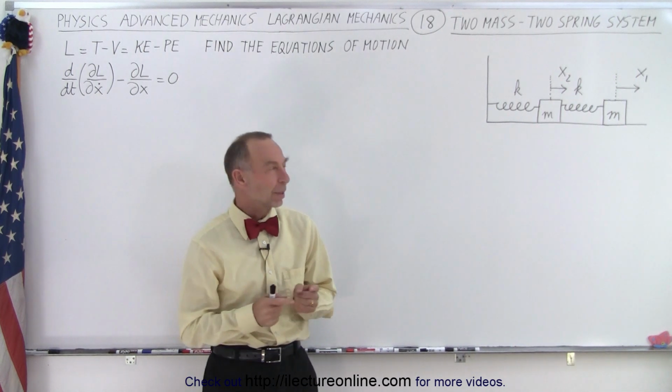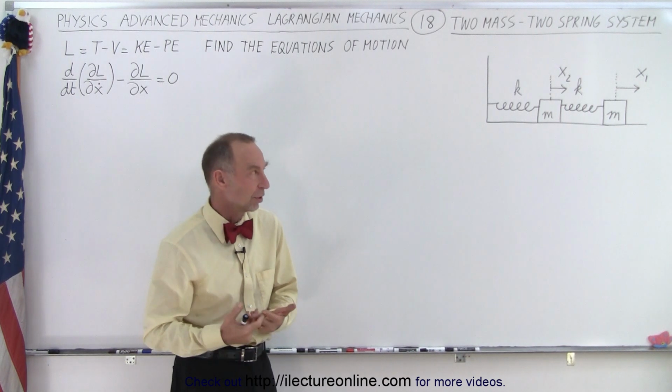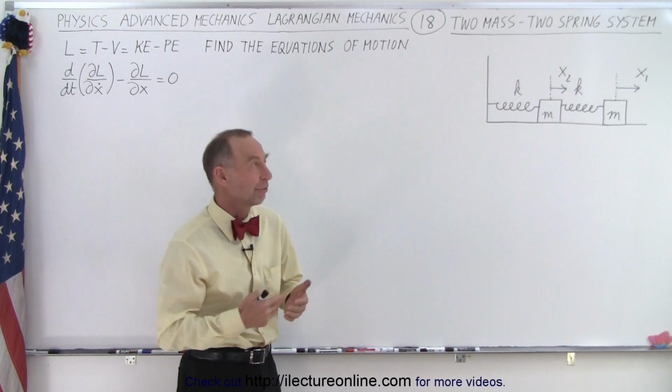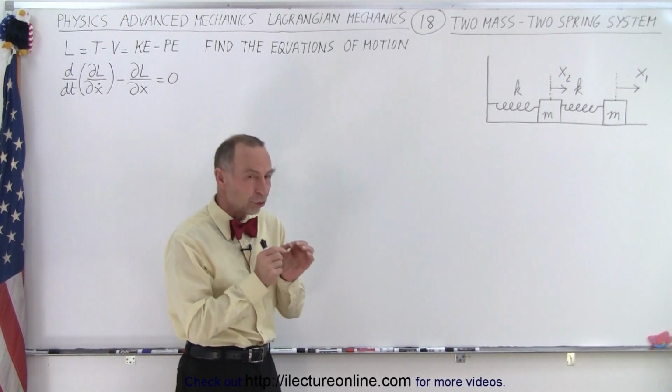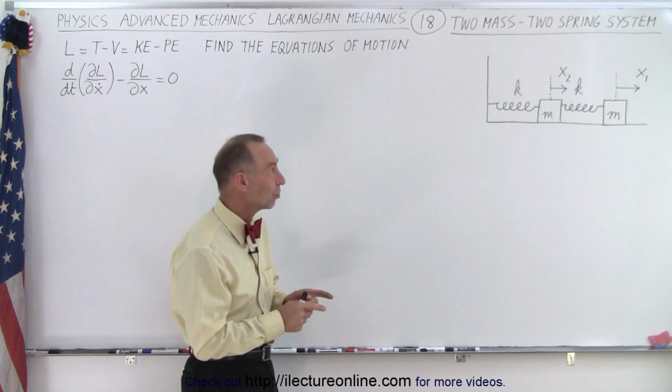Now here, this begins to be a little bit more interesting. The reason for that is because we have two variables in the same x direction. We call them x1 and x2, so those are called generalized variables. And because there's two variables, we're going to be looking for two independent equations of motion.